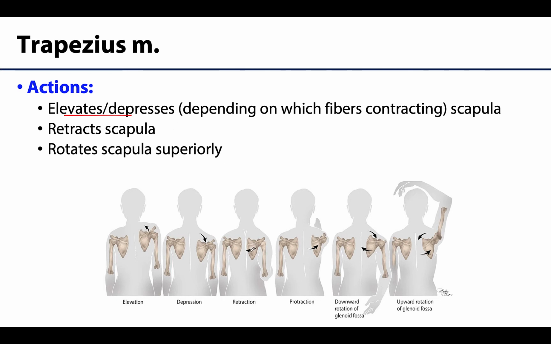It can also retract the scapula, and that's moving this medial portion of the scapula more towards the midline and sometimes even past that. And then very importantly, it can also cause the scapula to rotate superiorly, specifically this upward rotation of the glenoid fossa. And so that allows for the scapula to almost tip upwards, which will allow a full range of motion at the more distal shoulder joint.